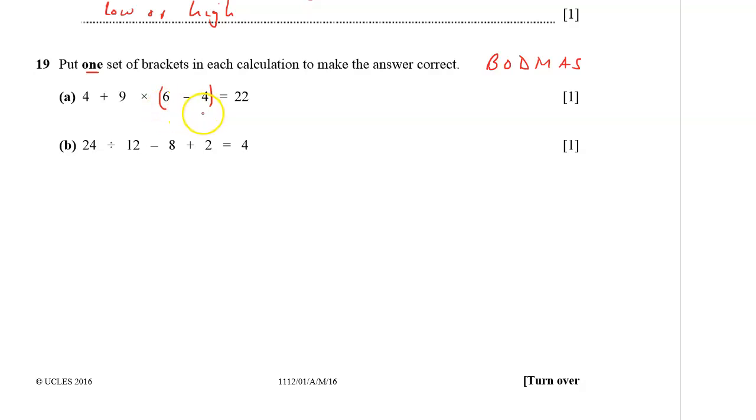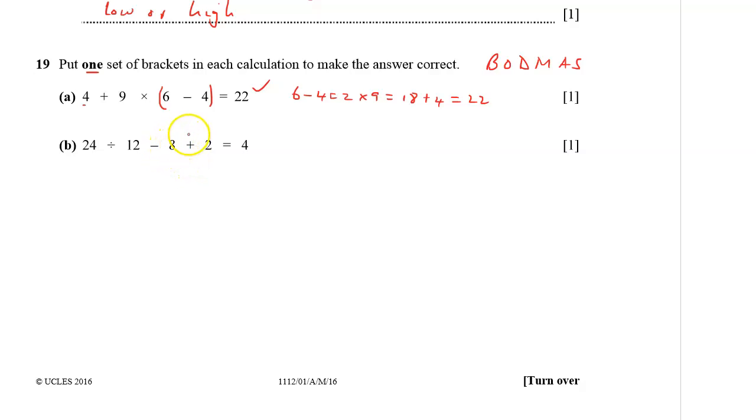So then, of course, you need to do the brackets first. Brackets, 6 minus 4 gives us 2. 2 times 9 gives us 18. 18 plus 4 gives us 22, which is correct. Let me repeat that again. 6 minus 4 is 2. And of course, 2 times 9 gives us 18. And 18 plus 4, this 4 here, will give us 22, which is correct.